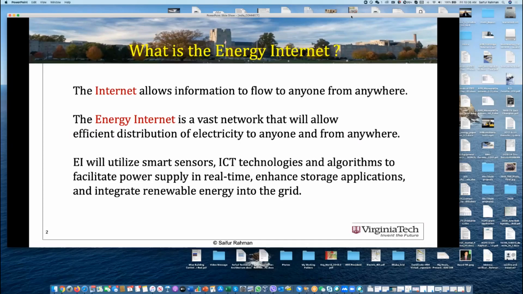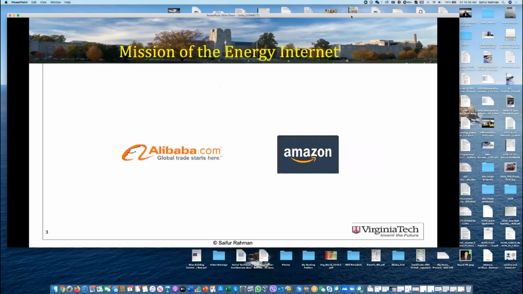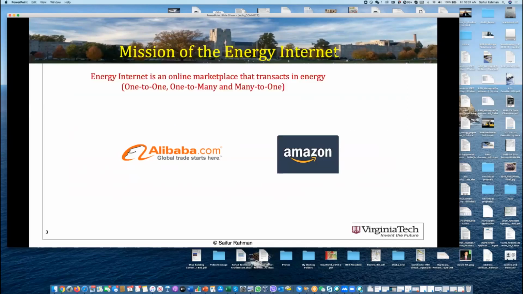So for that to happen, the EI, or energy internet, will utilize smart sensors, ICT technologies, and algorithms to facilitate power supply in real time, that's the keyword, real time, enhance storage applications, and integrate renewable energy into the grid. These are the things we want to do but cannot do in full capacity yet. The concept of energy internet will make that possible. That's our expectation. Now, we know all this. Amazon, Alibaba, you can buy and sell goods. You can post your book to sell on Alibaba and Amazon, you know all of that. The difference is energy internet is an online marketplace that transacts in energy.